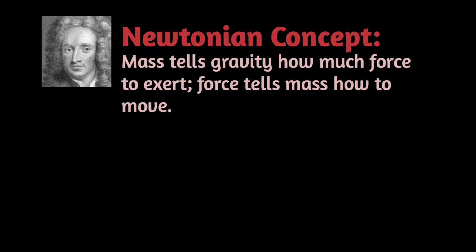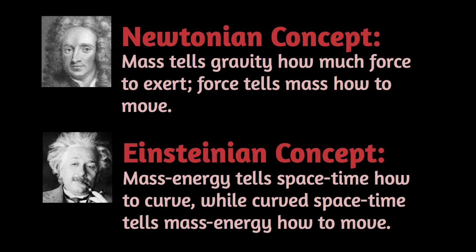Let's look at the difference between Newton's and Einstein's idea of how gravity works as a force. In the Newtonian view, mass tells gravity how much force to exert, and force tells mass how to move. That's our familiar sense of gravity as well. Einstein's concept is quite different, quite radical. It's based on curved space-time. In Einstein's view, mass energy tells space-time how much to curve, while curved space-time tells mass energy how to move.